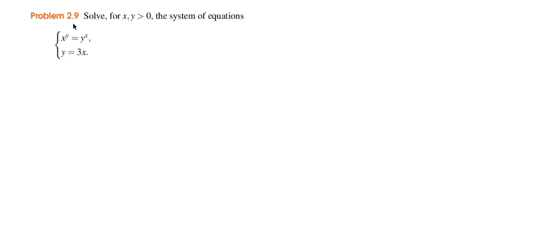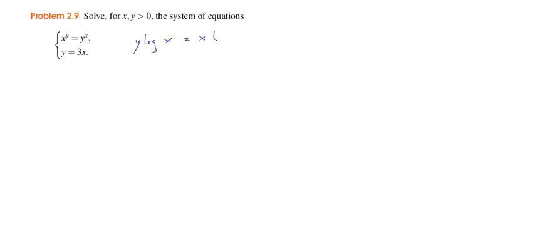So, problem 2.9: solve for x and y positive this system of equations. x to the y is equal to y to the x, and y is equal to 3 times x. Okay, so what I'm going to do is take logarithms in the first equation, and you end up with this.